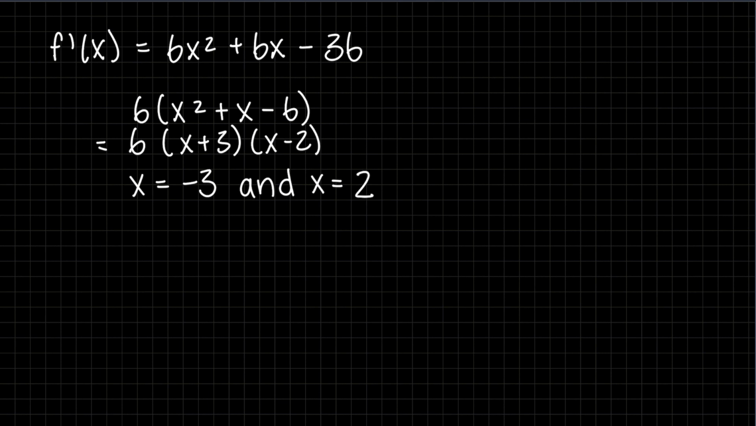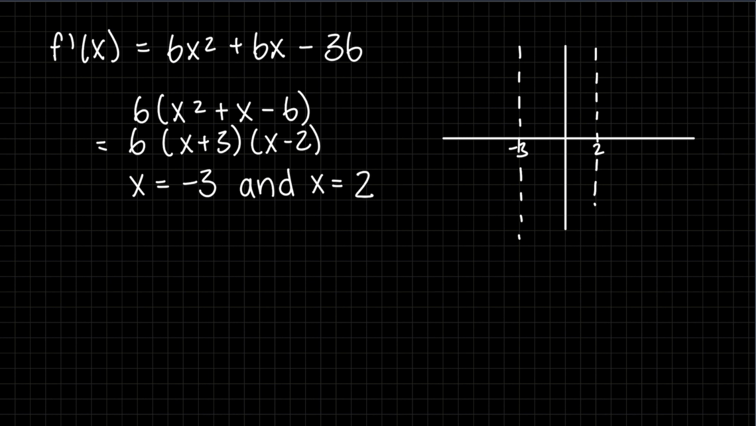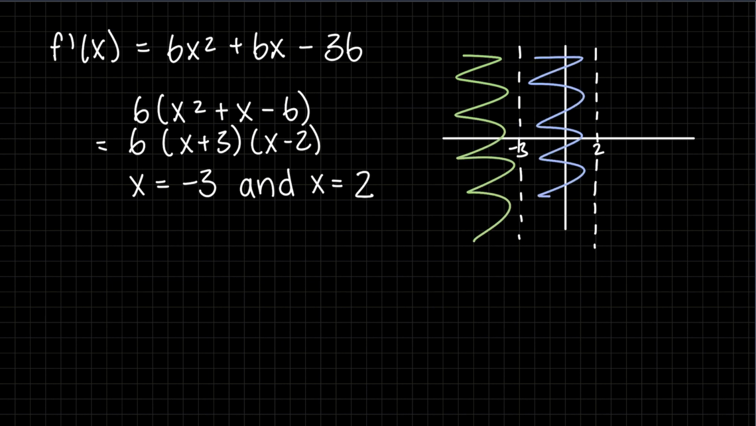So what does this tell us? This creates the boundaries for our regions so that we can figure out where our tangent increases and decreases. So we're technically finding the intervals of increase and decrease here. So the x-intercepts are negative 3 and positive 2. So therefore this is going to be a region, and so is this. So this would be one region, this would be one region, and this would be one region.